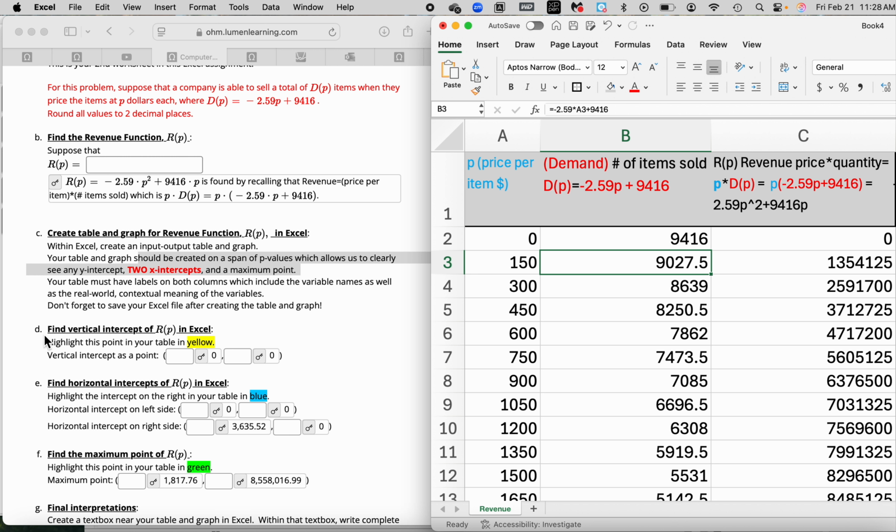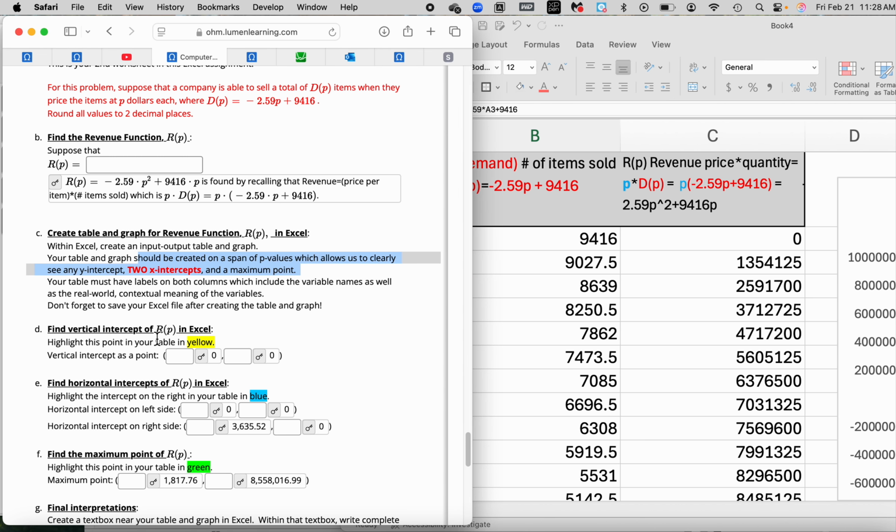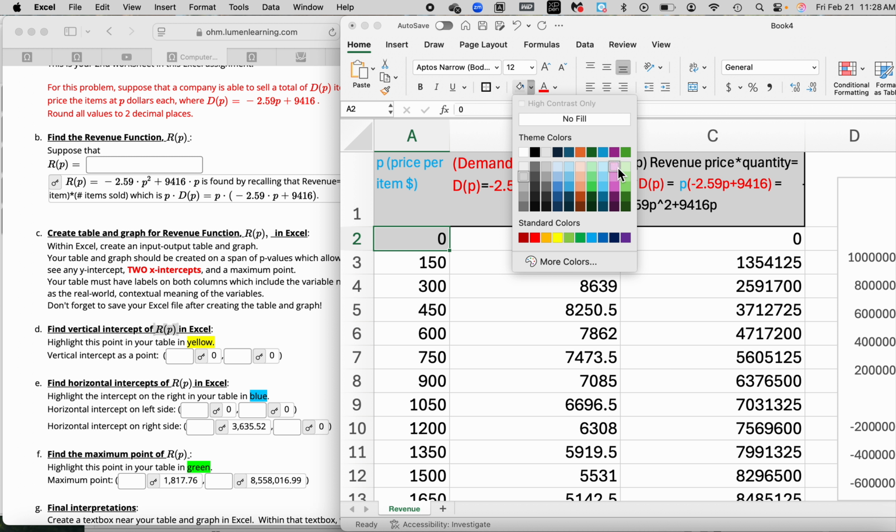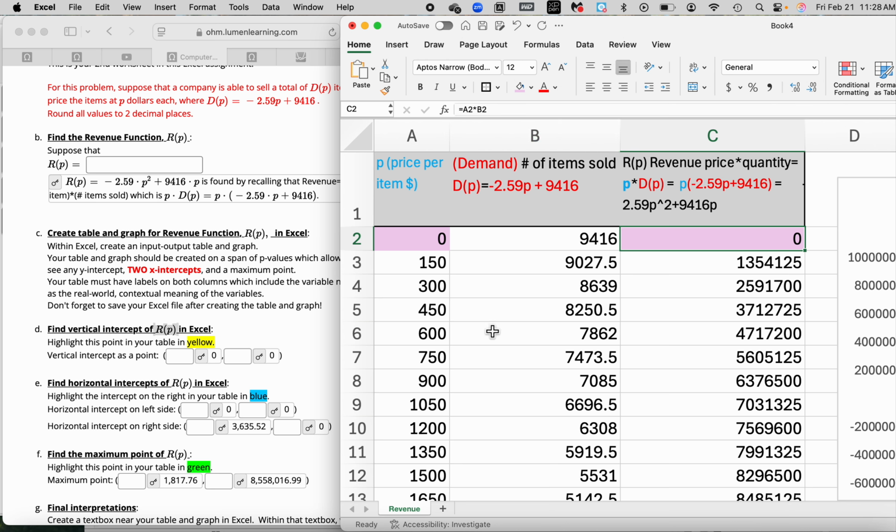All right, so question D says, find the vertical intercept of R of P, the revenue function. Well, if I look at my table here, I started at price equals 0, and the vertical intercept happens where the input is 0. So my vertical intercept for the revenue function is just 0, 0. When I input price 0, my revenue happens to be 0.